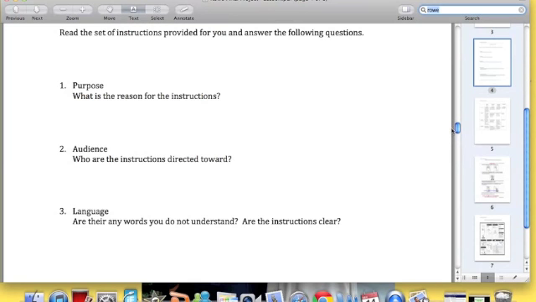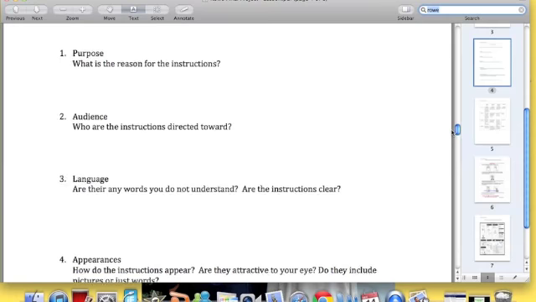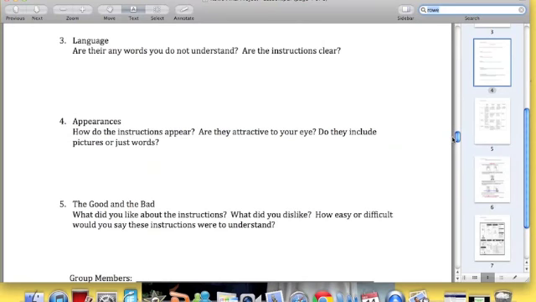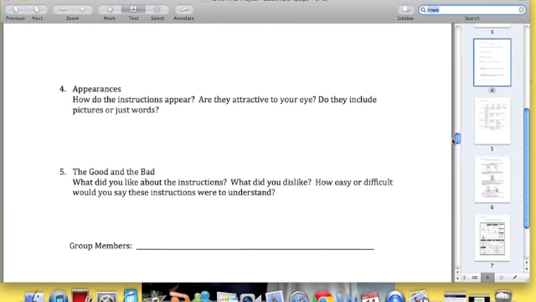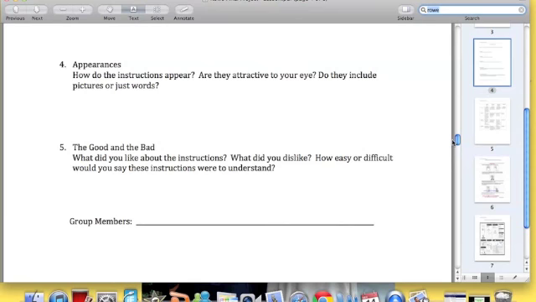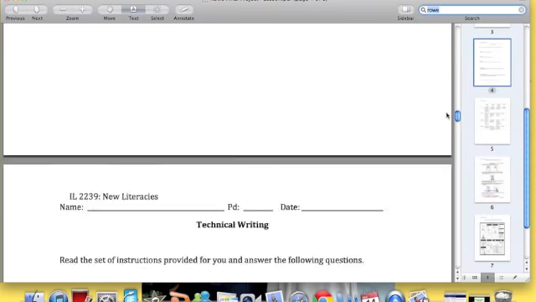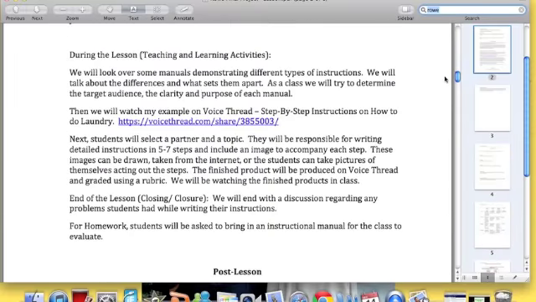Audience: who are the instructions directed toward? Who might be reading about LG refrigerators? Who might be reading about video flip phones? Language: is there anything they didn't understand? Are the instructions clear? Does it work with the audience? Appearance: how do the instructions look? Are they easy to follow? And basically the good and the bad. What do you like? What do you dislike? Were they easy to understand or not? Were they clear?